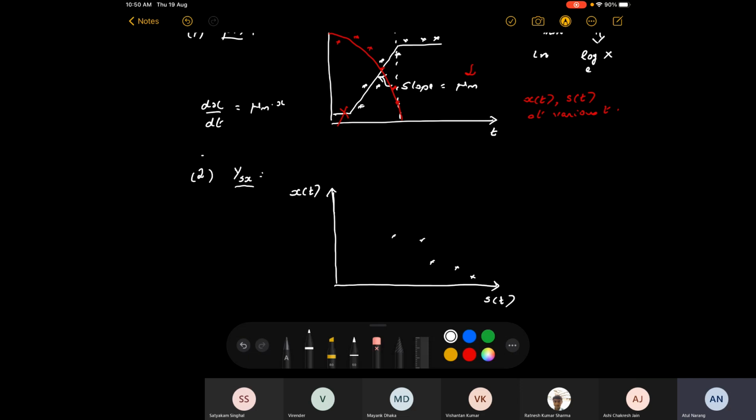Well, and the model tells you that this should be a straight line with slope equal to minus Y_sx, because as I just told you, dx/ds is equal to minus Y_sx. To exploit this relationship, to get Y_sx. This is one way to do it.